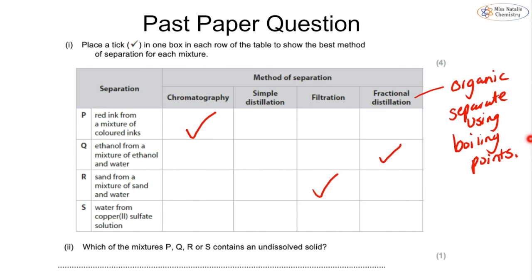And then lastly, the water from a copper sulfate solution. So we don't have crystallization as an option, so it must then be our simple distillation, because we want the water from a solution that contains a solid. And then which of the mixtures P, Q, R and S will contain an undissolved solid? Well, that's what one essentially is insoluble, and that must be R, because the sand is insoluble from the sand and water.